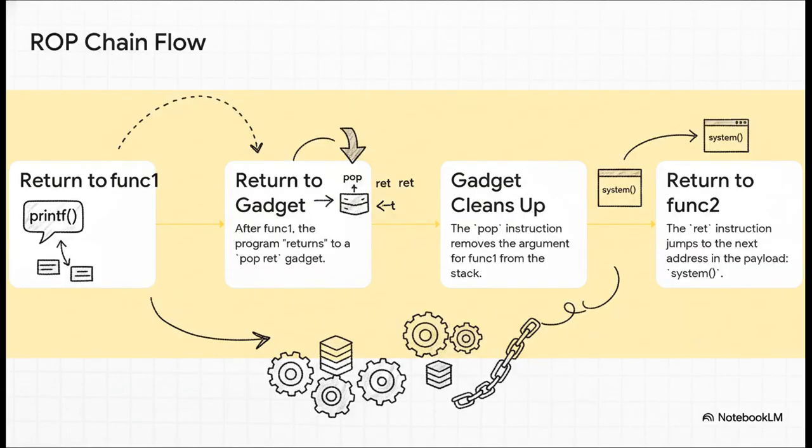All right, let's actually trace this flow on the slide, step by step. So our initial overflow points the program to our first function, let's say printf. Once printf is done, it hits its return instruction. But where does it return to? Well, it returns to the next address we put in our payload, which points to our handy pop ret gadget. The gadget runs, the pop instruction gets rid of the argument we used for printf, cleaning up the stack. Then, the ret instruction grabs the next address from our payload, which is the address of system call, and jumps right to it. See that? We just seamlessly chained a printf call right into a system call.